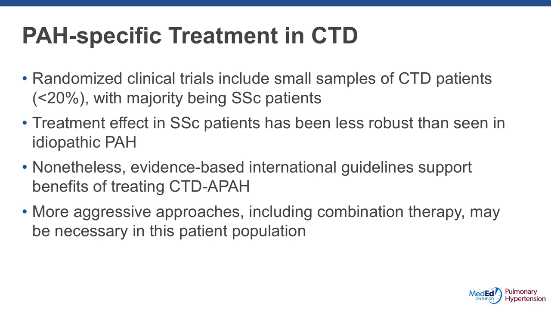And we have to remember that the international guidelines, despite all of that, support treating patients perhaps more aggressively in this more unfortunate cohort of pulmonary arterial hypertension related to connective tissue disease. And those aggressive approaches, including combination therapy, may be more necessary in such a population.